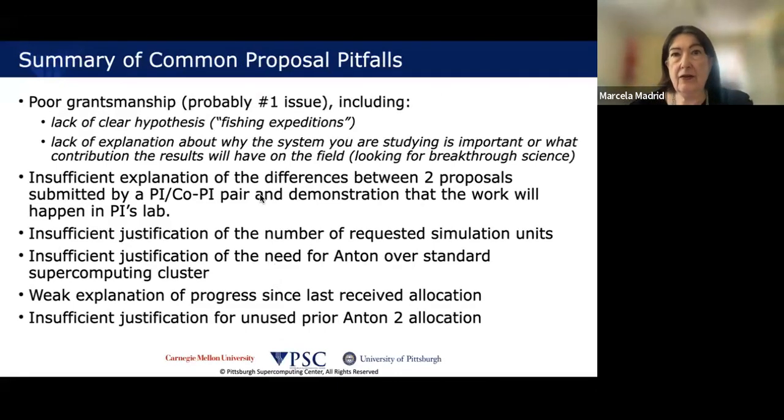Now, what are the common proposal pitfalls? Poor grantsmanship is probably number one, which could include a lack of clear hypothesis, lack of explanation about why the system you are studying is important, or what contribution the results will have on the field. We look for projects that will produce breakthrough science, because Anton 2 is a breakthrough enabling supercomputer.